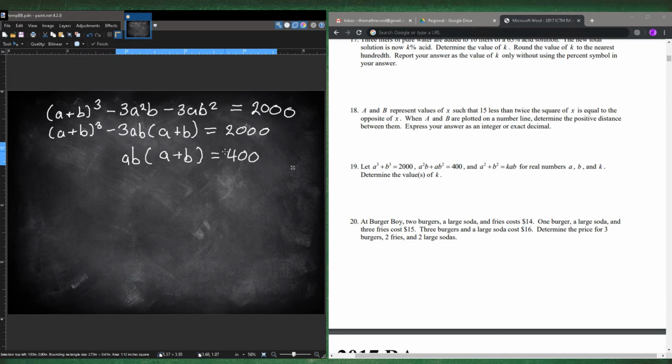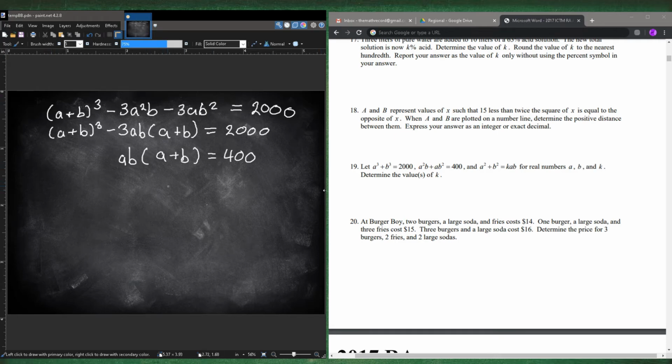Okay. So now do you see what I'm trying to do, right? We have (a plus b) cubed minus 3ab(a plus b) is equal to 2000, and ab(a plus b) is equal to 400. So let's add them together. We could get (a plus b) cubed minus 2ab(a plus b) is equal to 2400, right? Because these two terms are exactly the same. So we just add them together. So this is our final output.